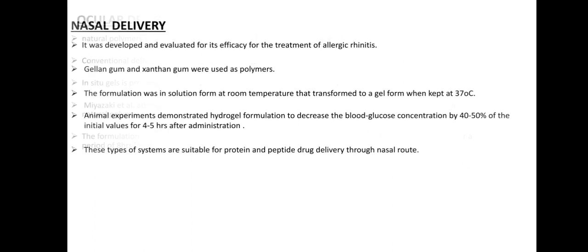Next is the nasal drug delivery system. Basically, the nasal drug delivery system is used for the treatment of allergic rhinitis, and natural polymers like gellan gum and xanthan gum are used, which we have already seen earlier. An experiment was conducted on animals using an allergic rhinitis model, and the effect of the in situ gel on antigen induced nasal symptoms in sensitized rats was observed. The in situ gel was found to inhibit the increase in nasal symptoms as compared to market formulations like Nasonex and fluticasone suspension.